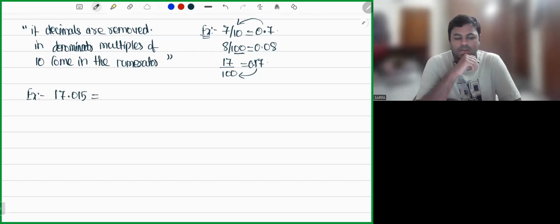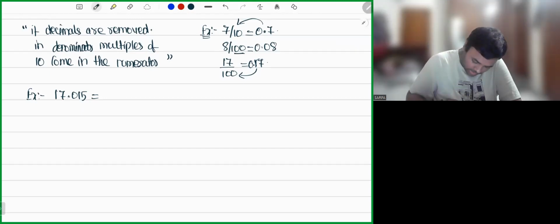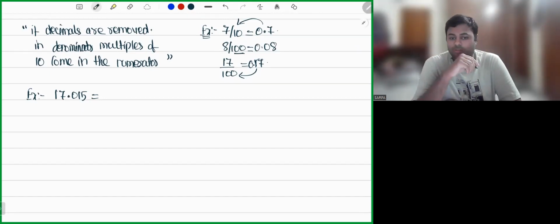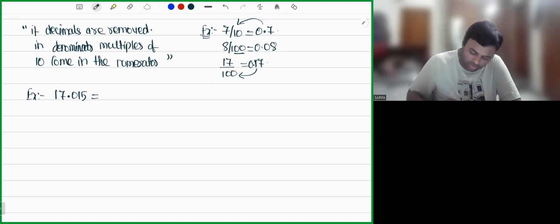17.015, you want to express it as a fraction. After the decimal point, you will not read it as 15, you will call it 015. Individual numbers you will read. Now 17.015 is there. You want to express it as a fraction. How will you write it?